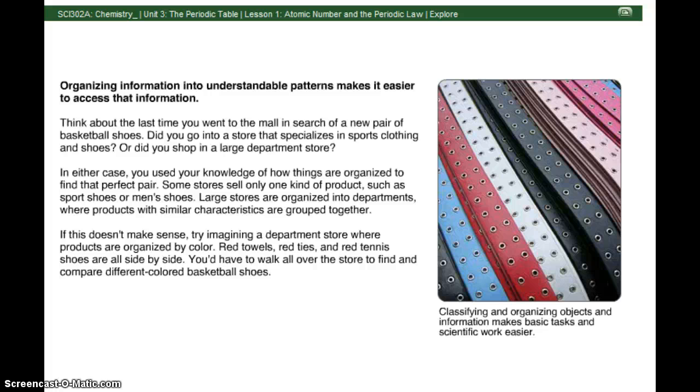Some stores sell only one kind of product, such as sports shoes or men's shoes. Large stores are organized into departments where products with similar characteristics are grouped together. If it doesn't make sense, try imagining a department store where products are arranged by color. Red towels, red ties, and red tennis shoes are side by side. You'd have to walk all over the store to find and compare different colored basketball shoes. So that's why all the shoes are in one department. So classifying and organizing objects and information makes basic tasks and scientific work easier.